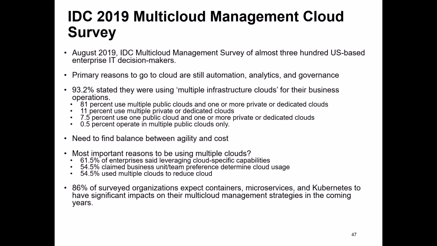This is a slightly older survey from 2019, and it was a survey that was done on multi-cloud management. And basically, 93% of the 300 decision makers that they surveyed said they were using multiple infrastructure clouds for their business operations. They also talked about their primary reasons were automation, analytics, and governance, and they needed to find a balance between agility and cost. So this was a very interesting survey, and again, 86% of them were actually expecting to look at containers, microservices, and Kubernetes in the coming years.